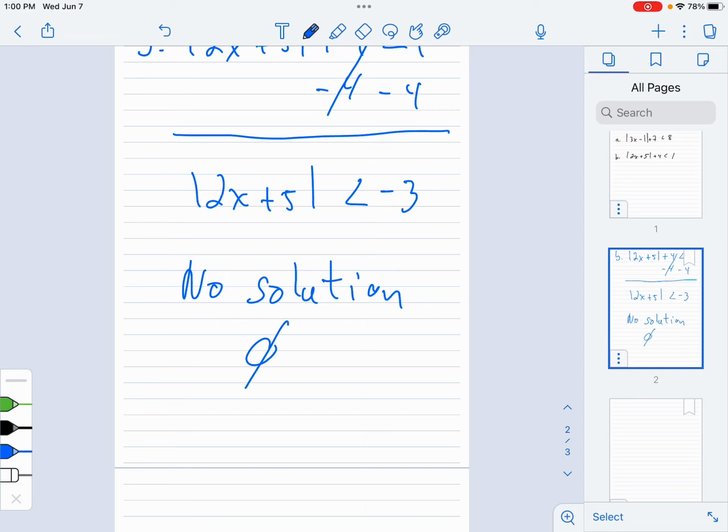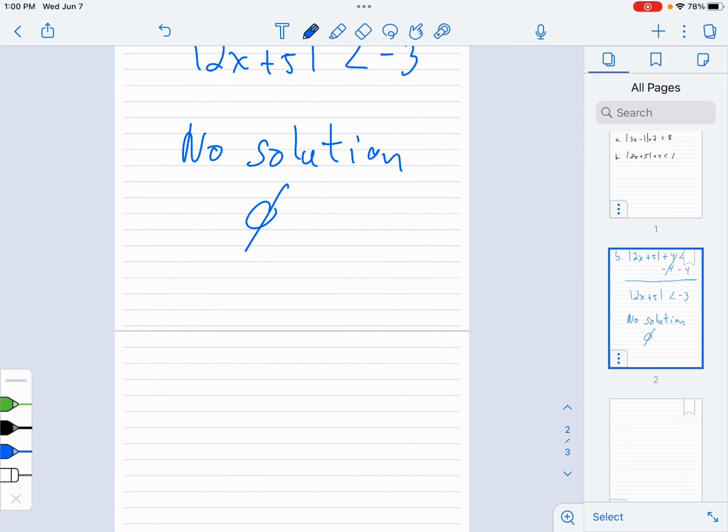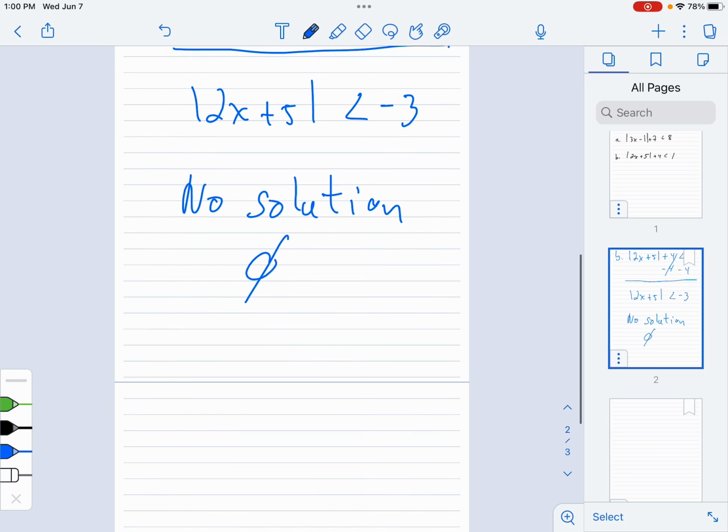The reason for that is an absolute value is either 0 or positive. Those are the only values that it can take on, so it can't be negative. So that's why there's no solution. It's very important, once you isolate the absolute value, to see what you have on the other side.